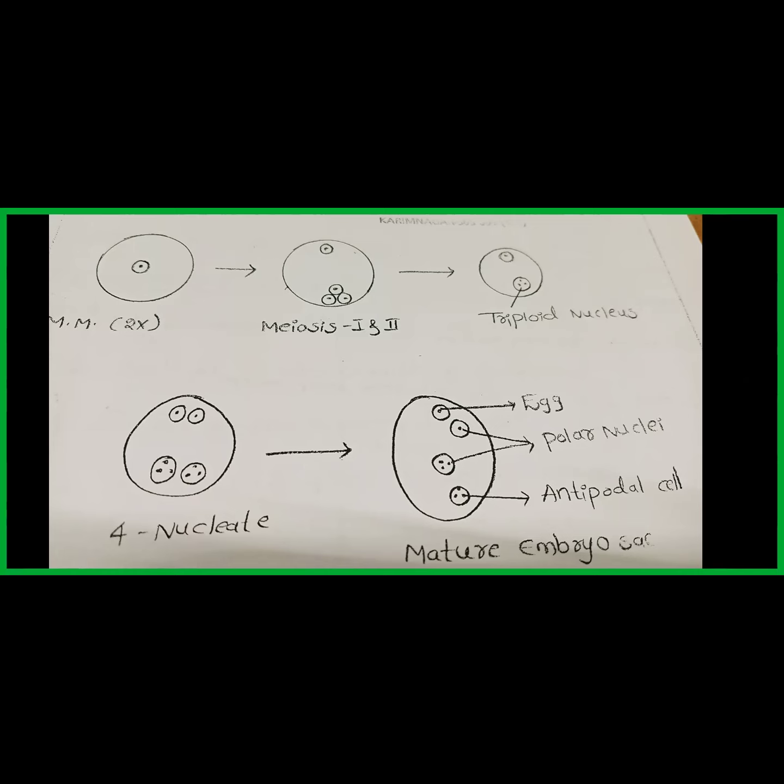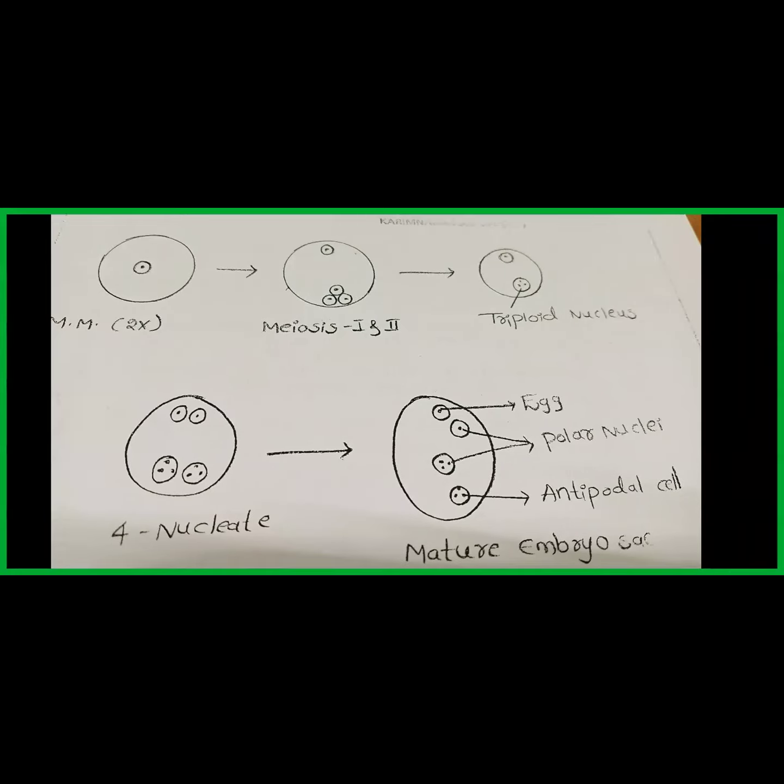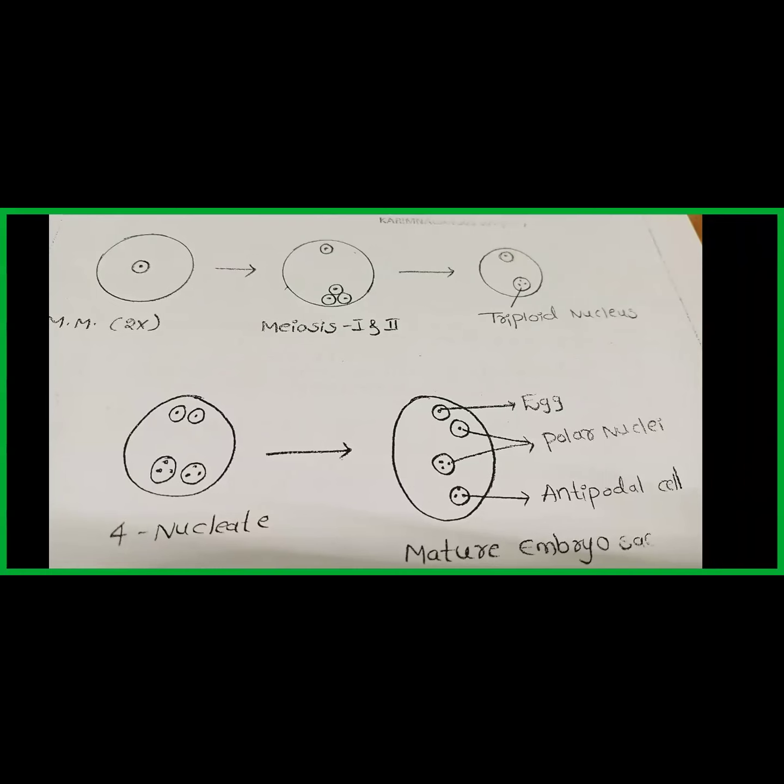What happened? One is the egg and one is the polar nucleus, coming from above to the center. And from below, the chalazal triploid nucleus also goes to the center, that is the polar nucleus. One triploid changes into the antipodal cell. This is a mature embryo sac, a 4 nucleate embryo sac. This is Plumbagella. This is totally 7 types of embryo sacs.